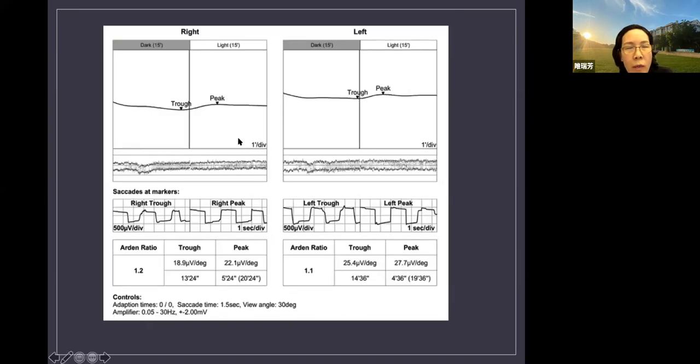This patient has Best disease. We can see that even though the patient has a normal or near normal visual acuity, we find a very decreased Arden ratio.